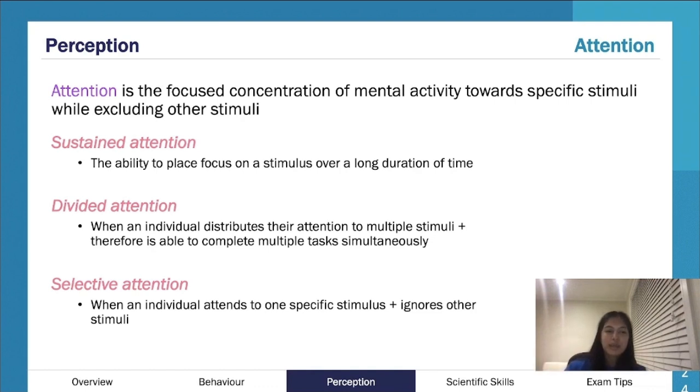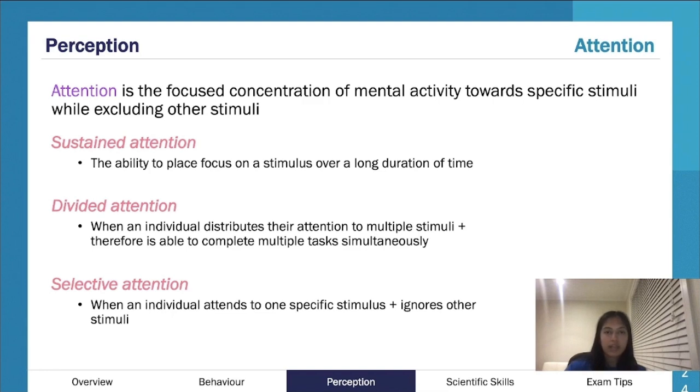Okay, so learning about attention. So this idea of what attention is: the focused concentration towards certain stimuli at the expense of others. So right now, I'm focusing on my laptop and making the presentation, and I'm ignoring my heater going on in the background. I'm ignoring any noise from outside the room, that sort of thing. And that's just what attention is.